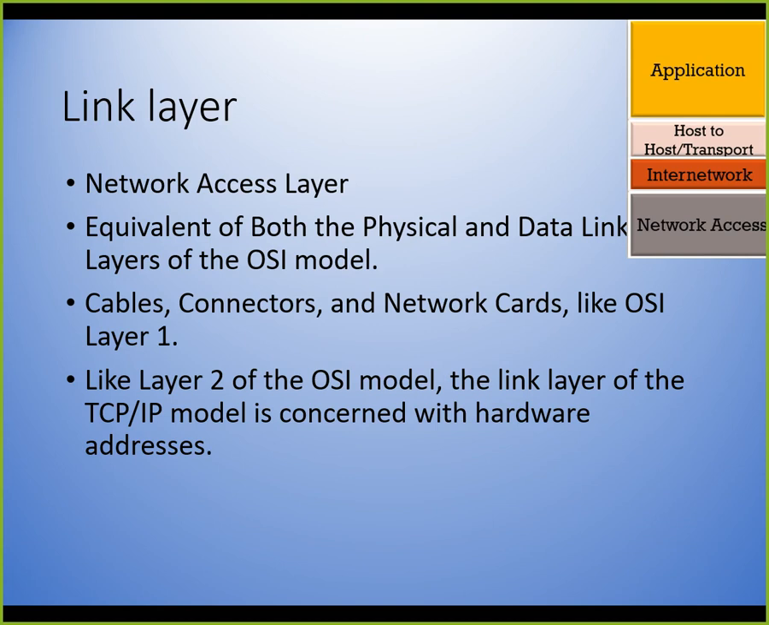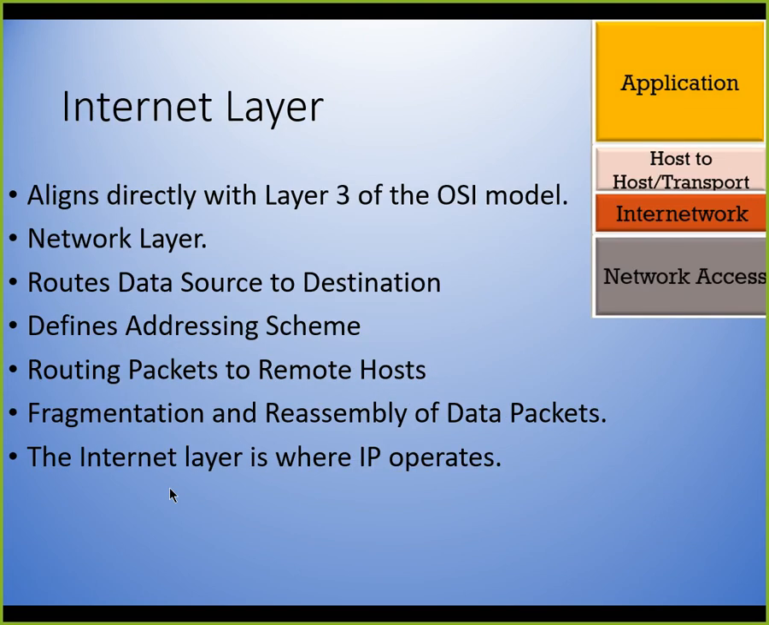Cables, connectors, network cards, OSI layer 1. Like layer 2 of the OSI model, the link layer of the TCP/IP model is concerned with hardware addresses. So the things that happen at layer 1 and layer 2 of the OSI model are at the bottom layer, the network access layer, in TCP/IP.